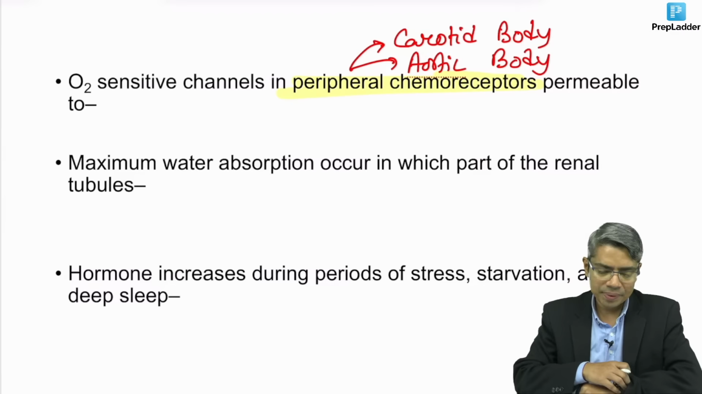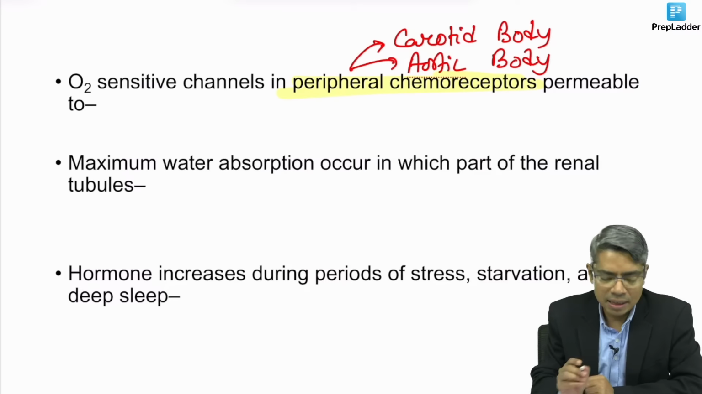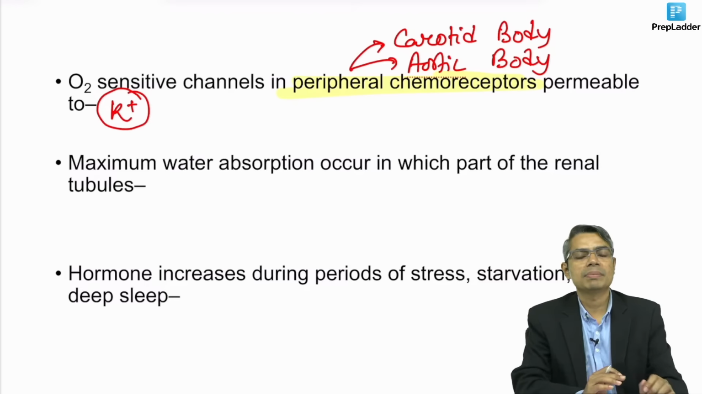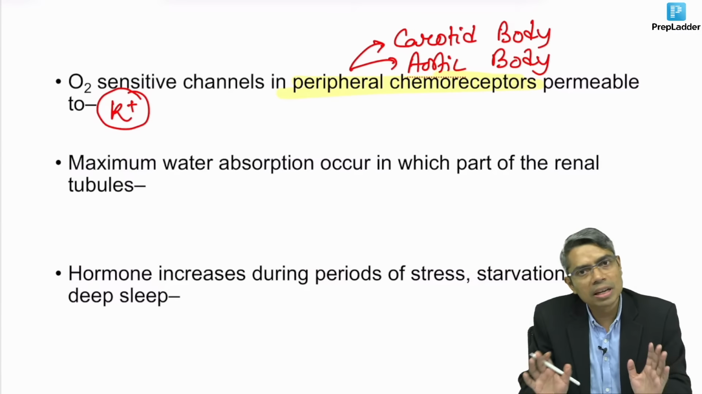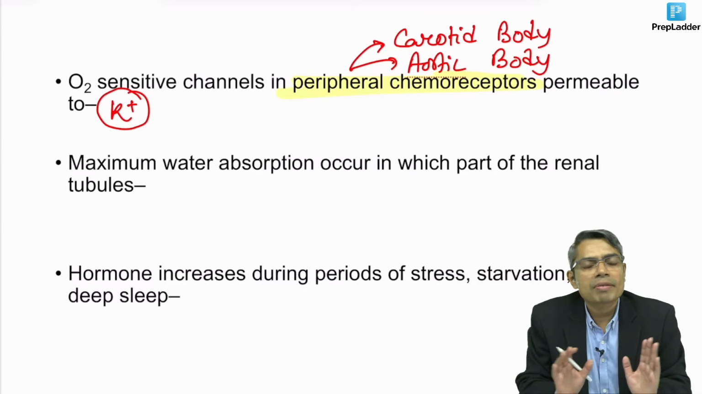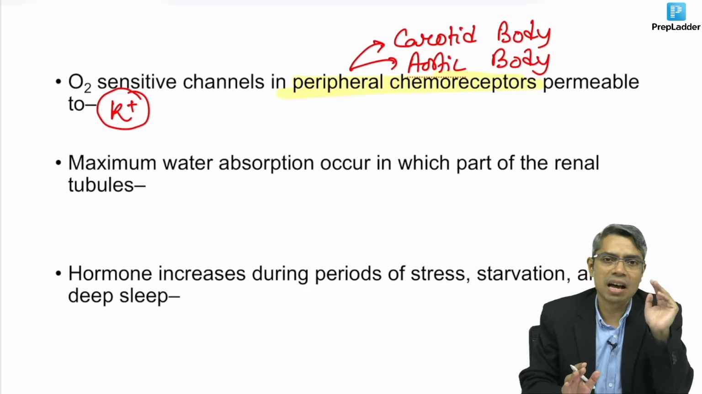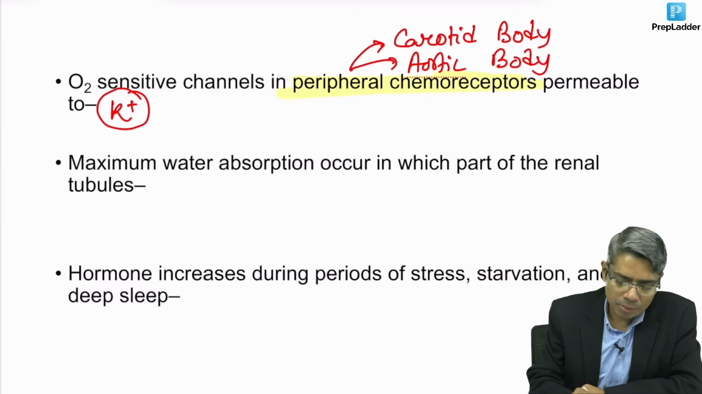The channel which is present there is the oxygen sensitive channel, and this channel is permeable to which ion? Potassium ion. So, you have to remember that an oxygen sensitive potassium channel is present in the peripheral chemoreceptor. Whenever there is hypoxia, what will happen to this channel? The channel will get closed. That is why this is known as an oxygen sensitive channel. Hypoxia will cause closure of this channel. Okay.